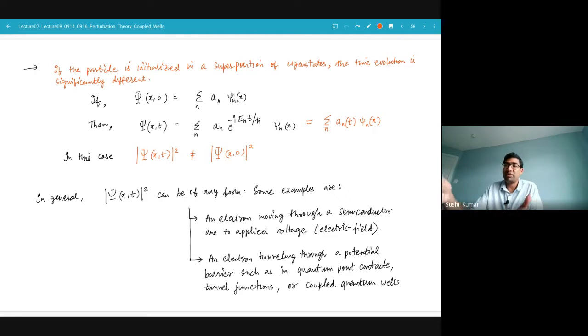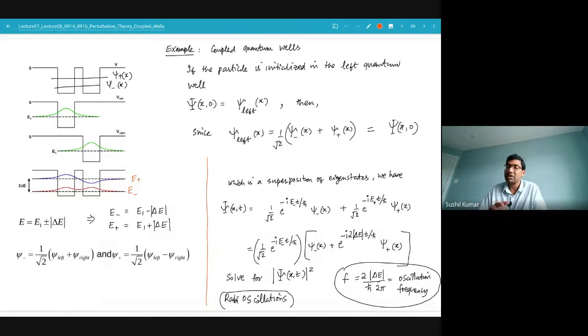So, if you can initialize in one of the states, it remains there forever. I mentioned some examples. As always, an electron moving through a semiconductor, when you put the electron in one part of the semiconductor. And another example I'll show today, an electron tunneling through a potential barrier, just the same example that we did.